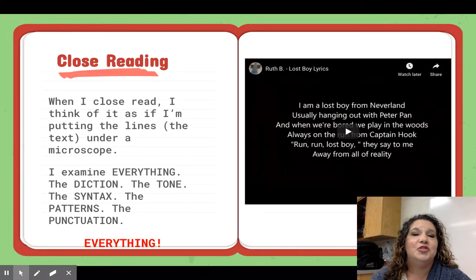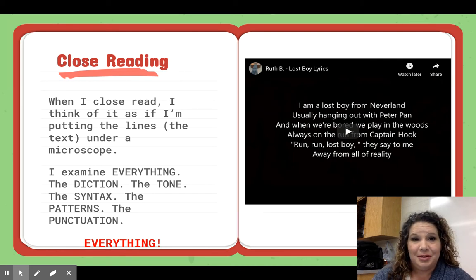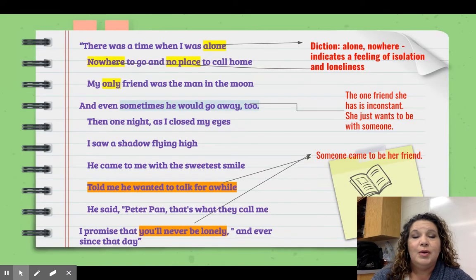And if you're just now joining us, we're looking at Ruth B. and her Lost Boy lyrics. That's the song I've chosen to model and analyze with you. When I first look at it, I notice her use of diction, and I notice how predominantly at the beginning her use of diction is negative.